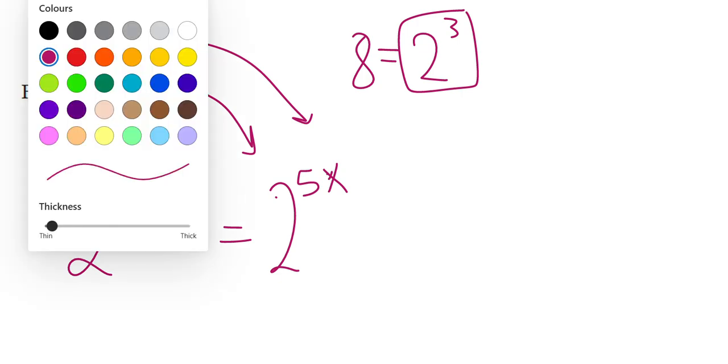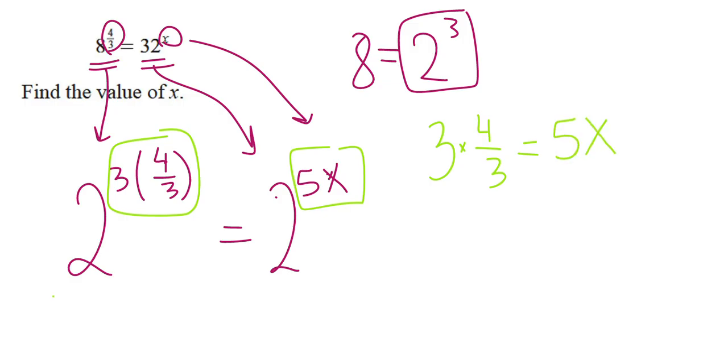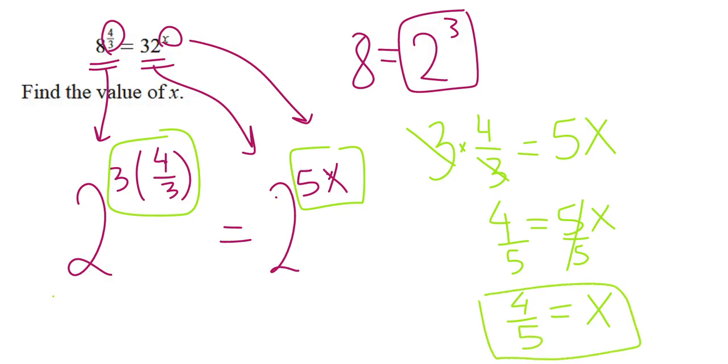All right, final step. This must be equal to this. What do we have on the left side? 3 multiplied by 4 over 3 is equal to 5 multiplied by x, which is 5x. Oh, 3 and 3 can be cancelled out. 4 is equal to 5x. Divide by 5 to get rid of it. X is equal to 4 over 5. With that, we are done.